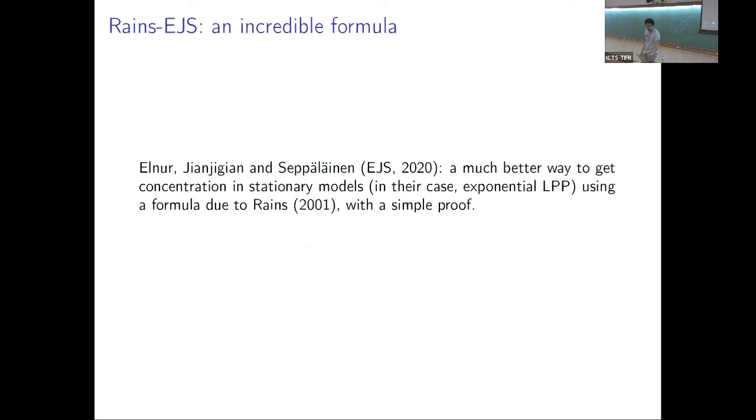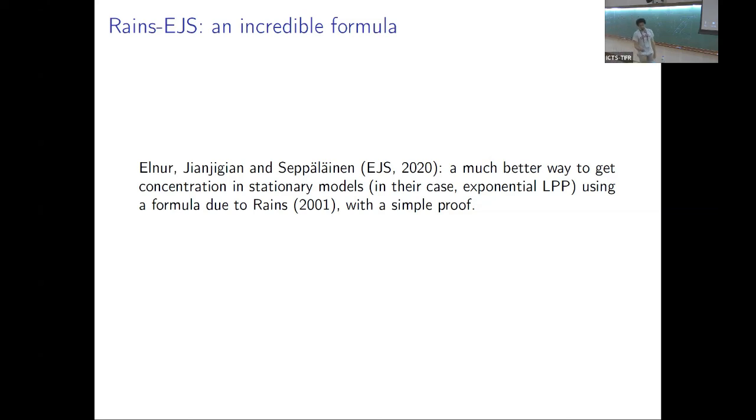But this is actually where this Rains-EJS formula will come in. This Rains-EJS formula will allow us to control that term. It will allow us to control that term in a much easier way than was done until now, because we'll be able to directly get exponential concentration on the correct scale for SCO+.